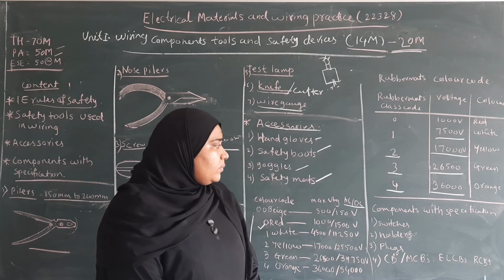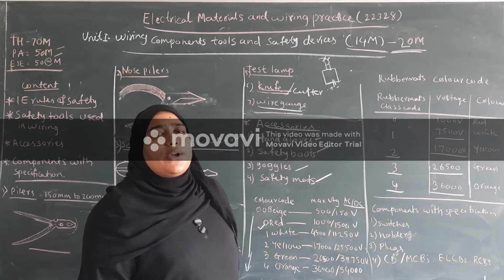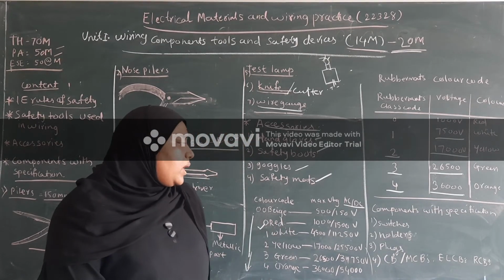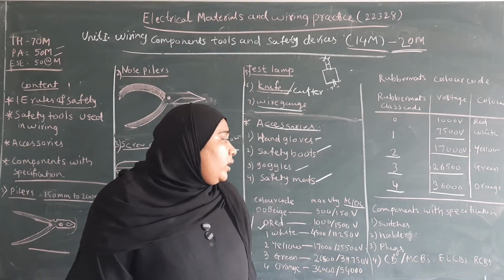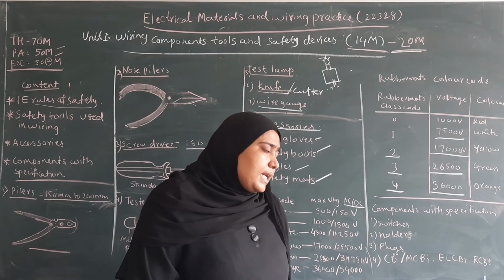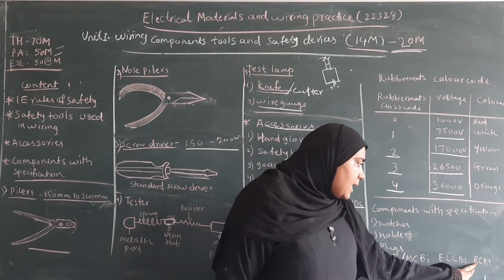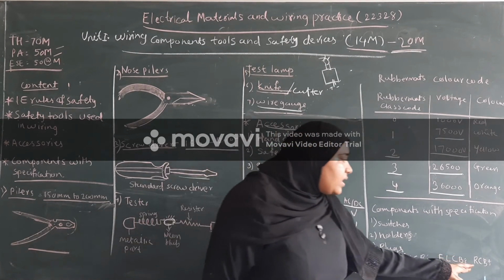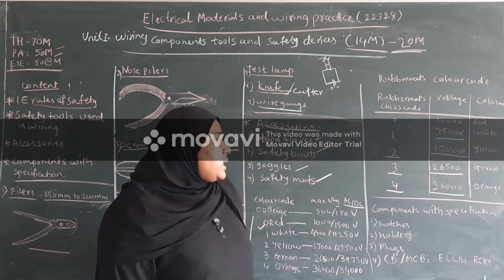Okay, next one is the components with specification. There are different components used in electrical wiring, such as switch, holders, plug, circuit breaker, miniature circuit breaker, ELCB, RCB. ELCB means earth leakage circuit breaker, RCB means residual current breaker. All these are the circuit breakers.